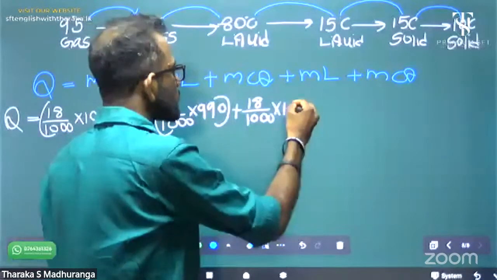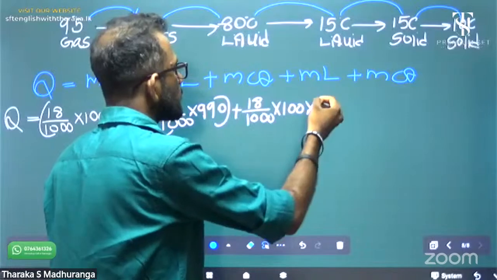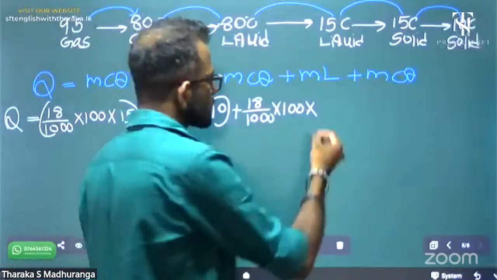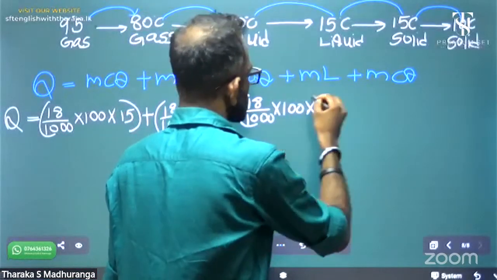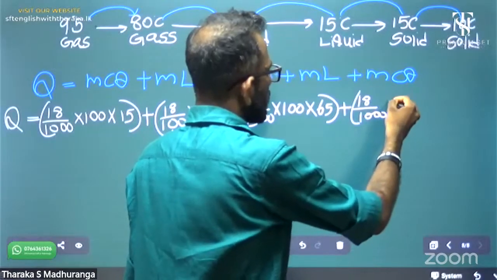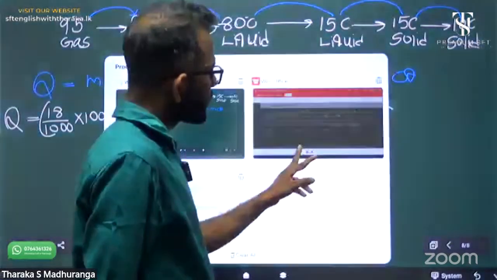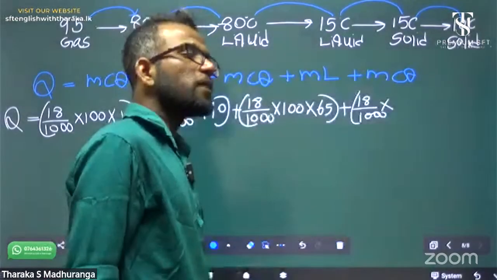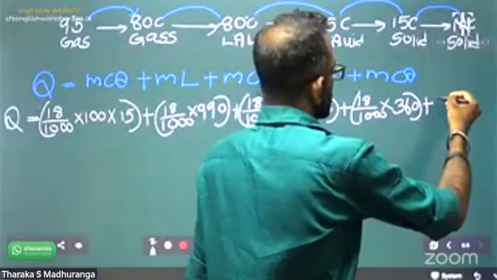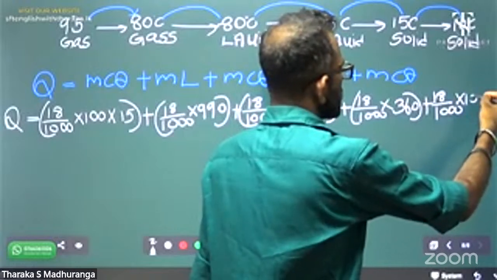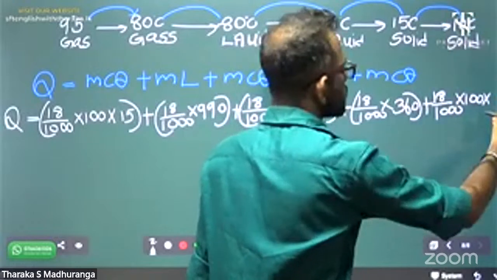Specific heat capacity 100, temperature difference 80 to 15, it is 65, mass 18 over 1000. Plus the specific latent heat of melting, 360, but it is now freezing, same way, times 18 over 1000. Plus 100 into temperature difference 5.